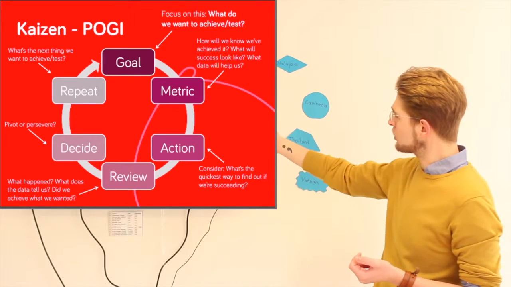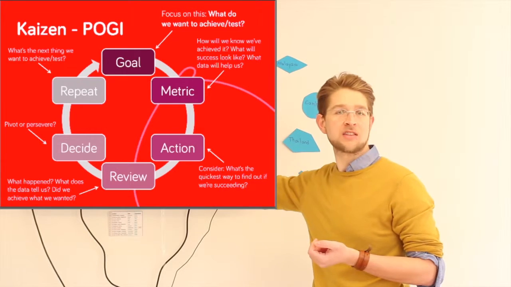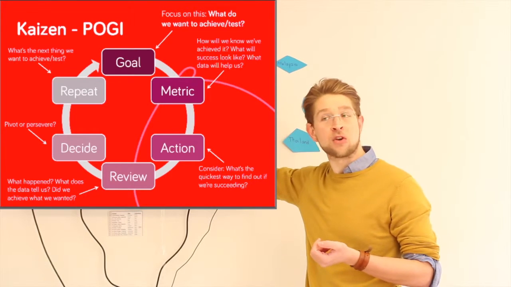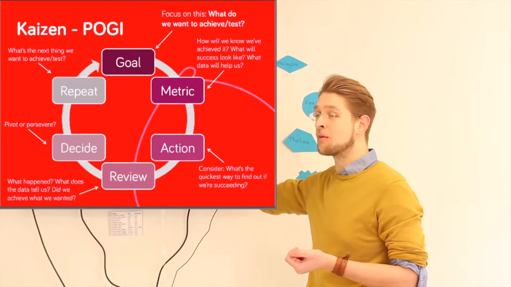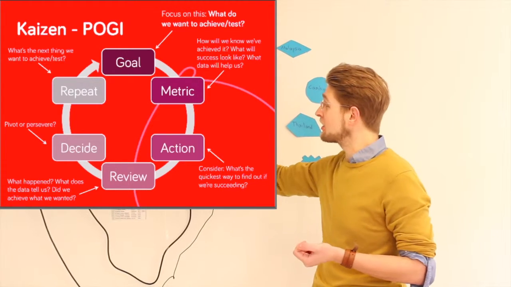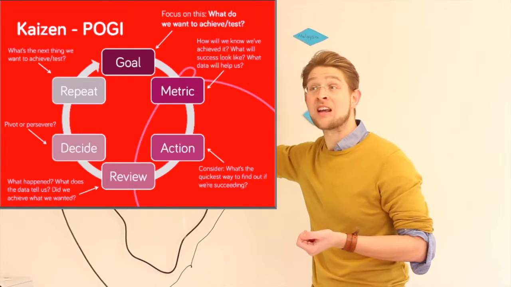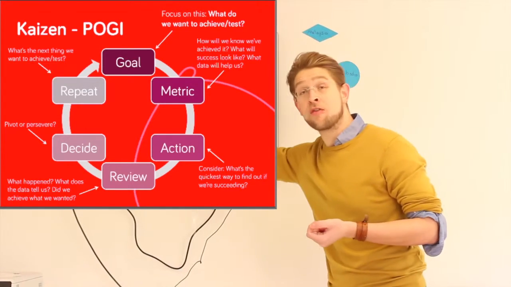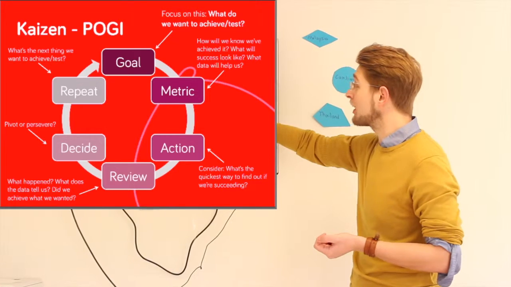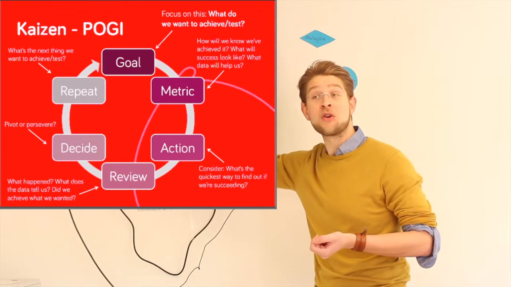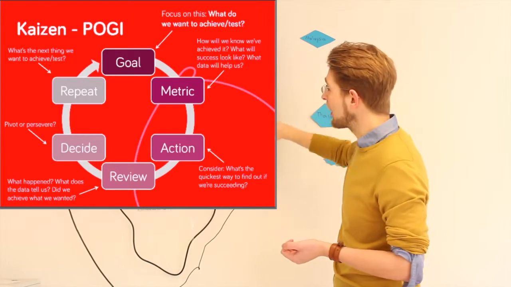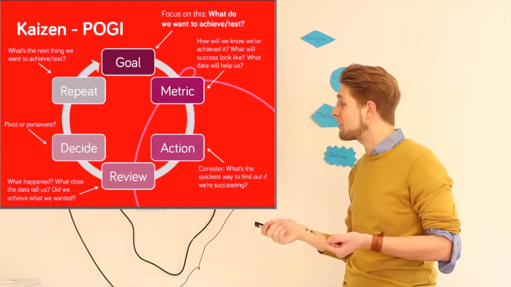This is Kaizen. If you just want a reminder of the detail, you set a goal, you define how you'll know if you've achieved that goal, you take some action, and ideally the action that brings you as soon as possible to some data that will validate whether or not you're getting closer to the goal or not. You review what the action achieved, where did we get to, did we get closer to success or not, and then you decide what you're going to do next and you repeat. So that's a kind of useful tool that can be applied in several ways.